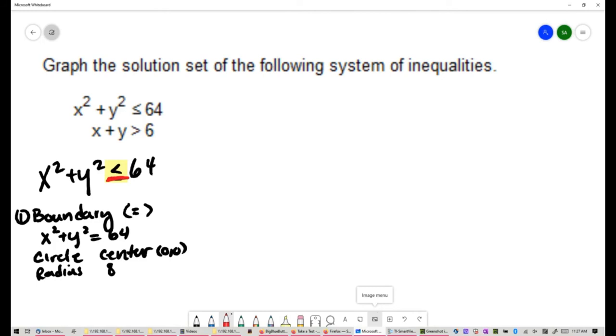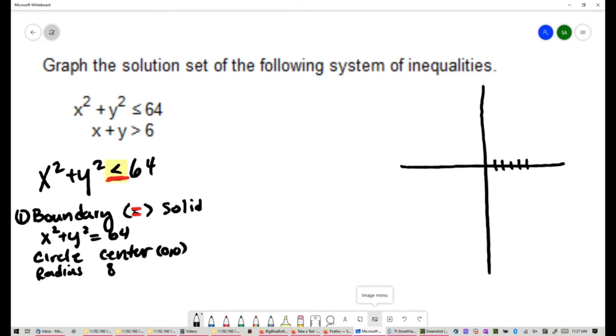In our example, we have this equal to, which is what our boundary line is, so our boundary will be included, and we're going to draw that with a solid line. So when we draw our circle with center 0, 0 and radius 8, it should be drawn with a solid boundary line. So over here, I'm going 8 away from a center of 0, 0 to get a few points on the circle, and we'll draw that circle with a solid boundary line.